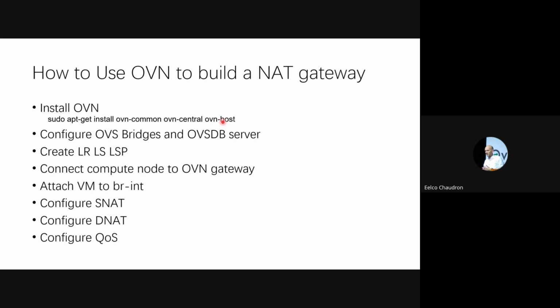Then create a logical router, logical switches, logical switch ports. Configure SNAT, DNAT, QoS. Another machine acts as a compute node. We run a virtual machine on it. Then connect to this NAT gateway to access the internet or provide internet service for public users.